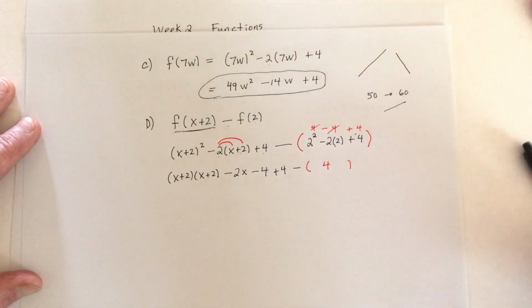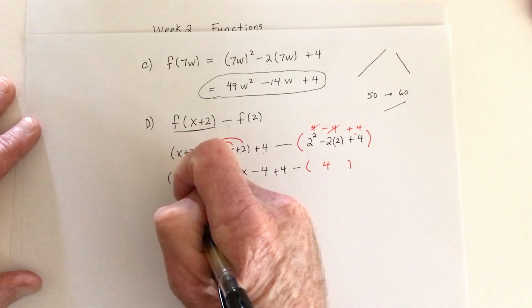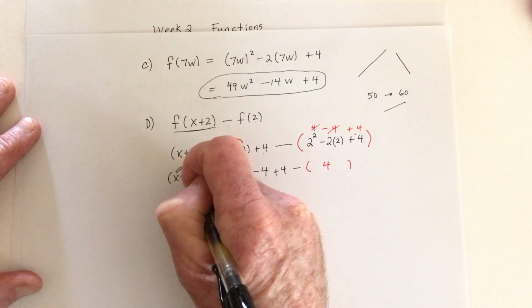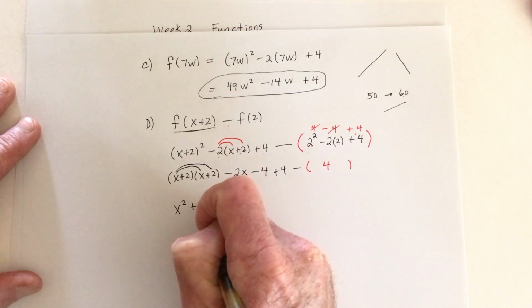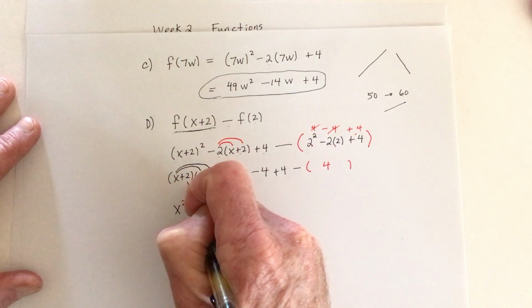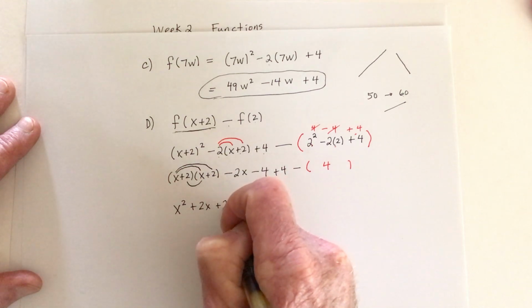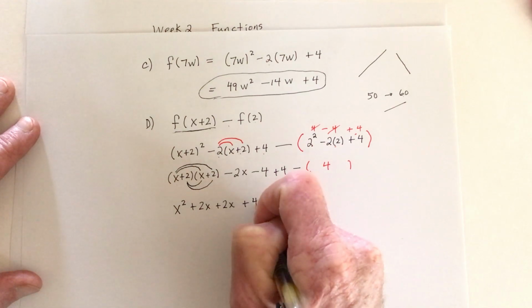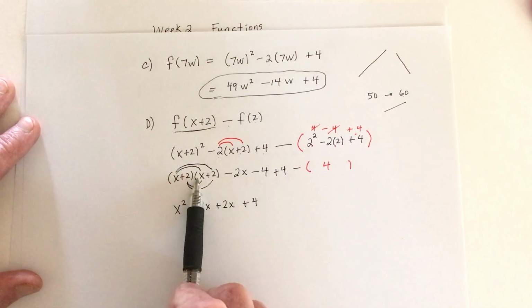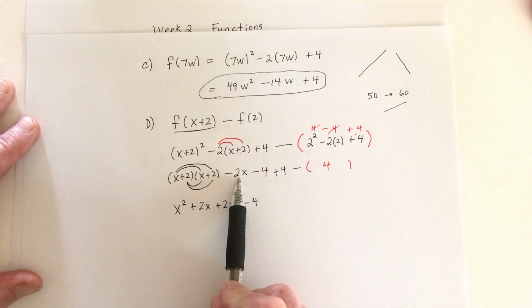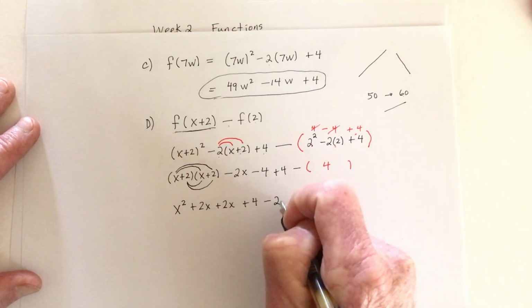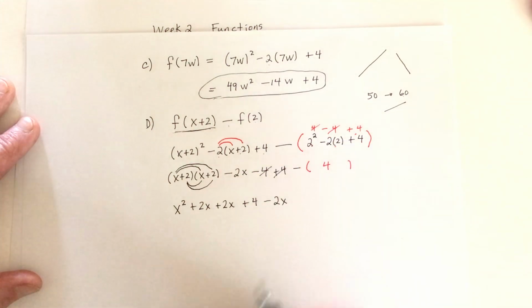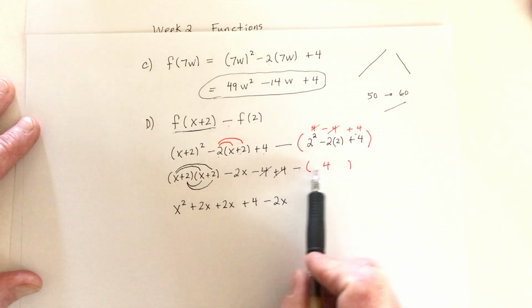And then we could multiply this out. If you multiply x times x, that's x squared. Multiply x times 2, that's plus 2x. Then distribute the 2, which means there's another plus 2x. And finally, 2 times 2 is going to be plus a 4. That takes care of this part. Then just copy this part down, minus 2x. Right here, a negative 4 and a positive 4, they're going to cancel each other out. And what's left is minus the 4.